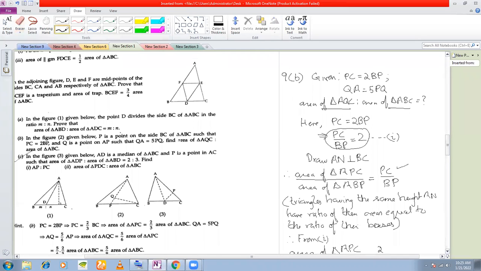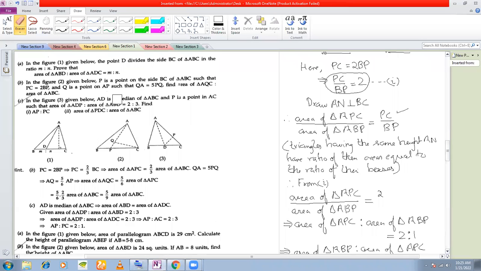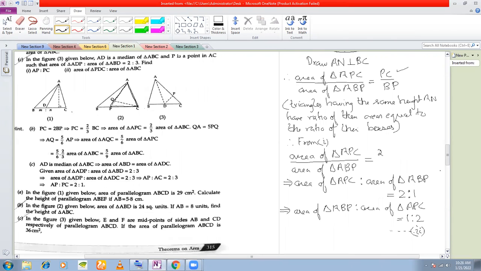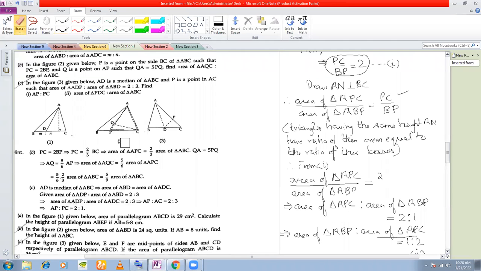QA and PQ. QA is equal to 5 times PQ. That means QA is this length and PQ is this length, right? So the ratio of these two lengths is given to you, right? Now if you see, I want to bring this triangle into the picture, because I already have triangle APC here. So APC, I want to bring this into the picture. How do I bring this into the picture?